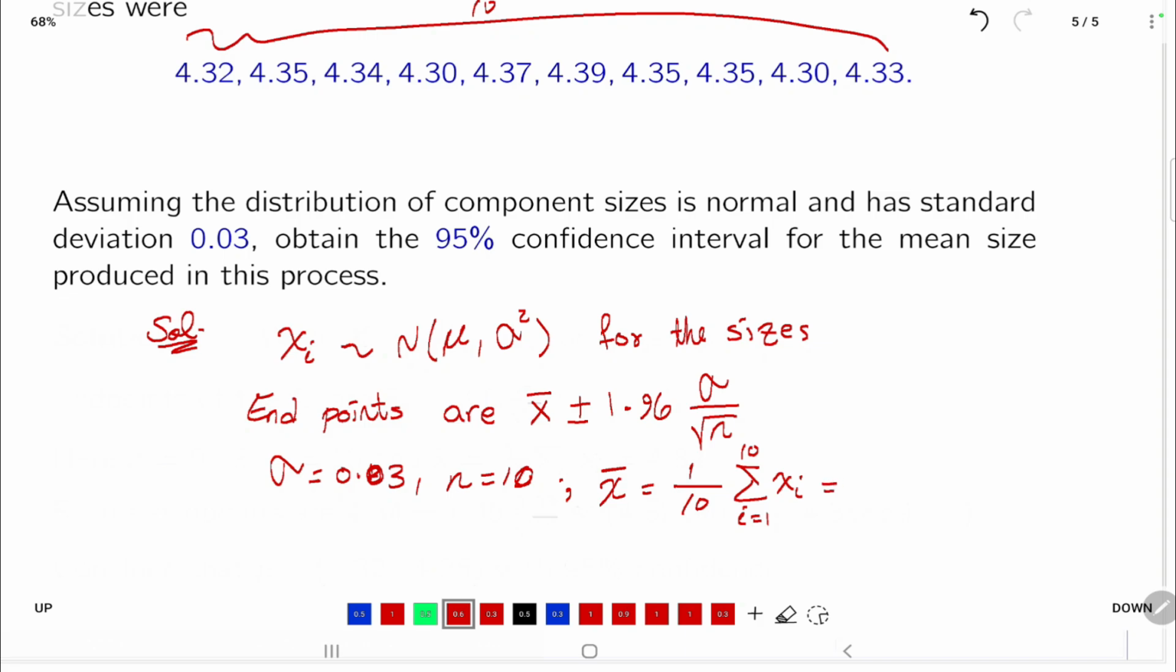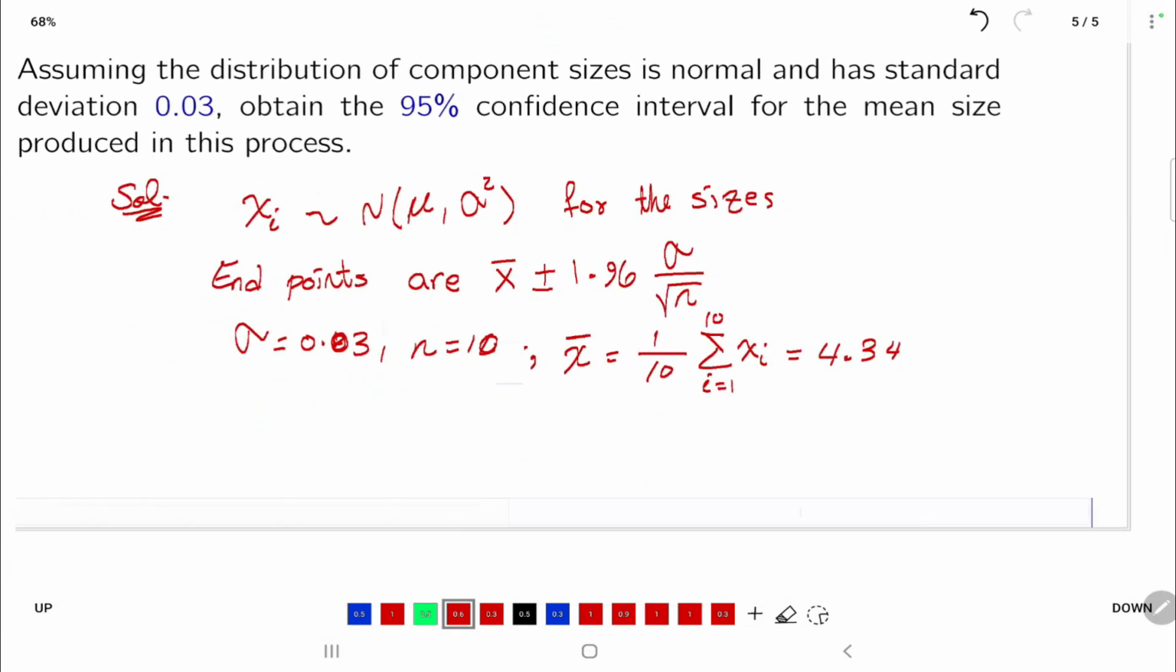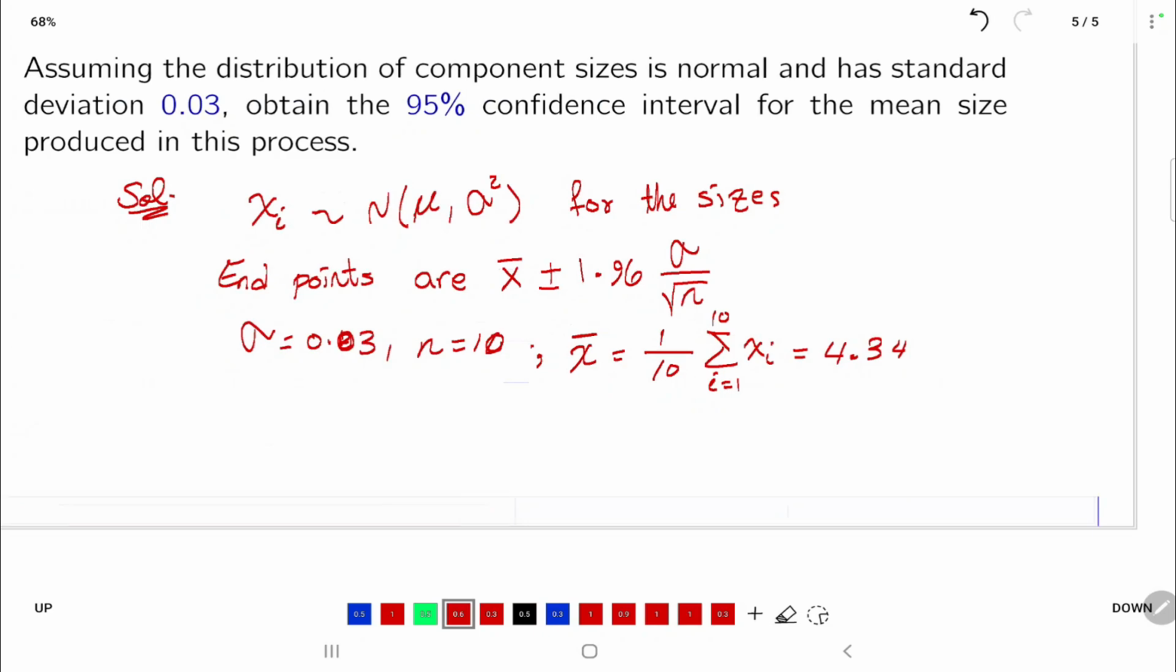If you conduct this summation, it will be 4.34. So this 4.34 is actually the summation of all these 10 values divided by 10. So it is the mean or the average of the values.